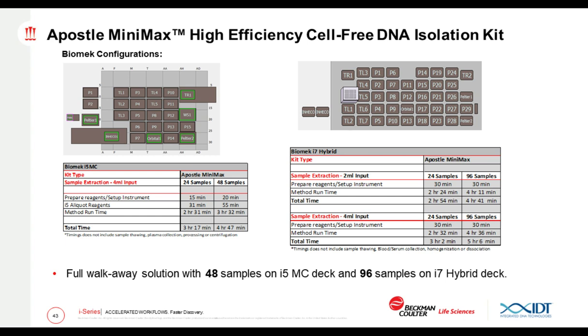The i5 multi-channel has a throughput of 48 samples, which can be extracted in less than 5 hours. The i7 hybrid application is designed for a throughput of max 96 samples, extracted in a little over 5 hours for 4 mils of sample. Both the decks are equipped with orbital shaker, Peltiers, and incubator, and can extract from 1 to 4 mils of sample.